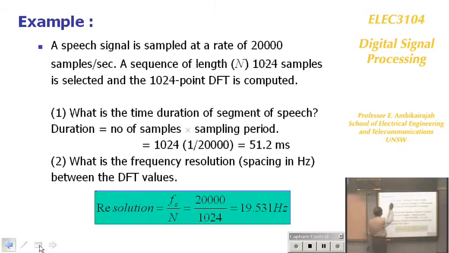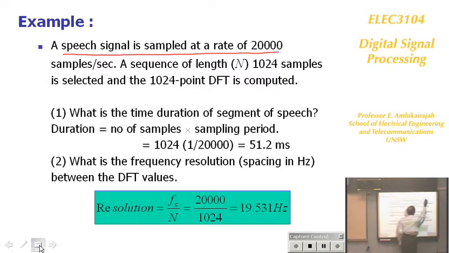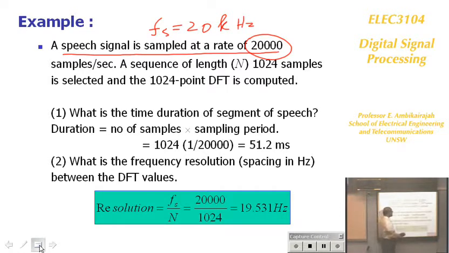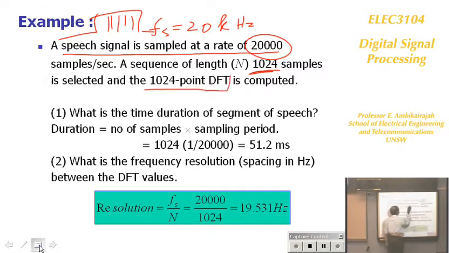Take another example. A speech signal is sampled at 20,000 samples per second. So the sampling frequency Fs is 20 kilohertz. And the sequence length is 1024 samples. It is selected, so we've taken 1024 samples like that, a window like that, and we do a 1024-point DFT. That's the terminology used: 100-point DFT, 256-point DFT. That means the time samples are 1024.